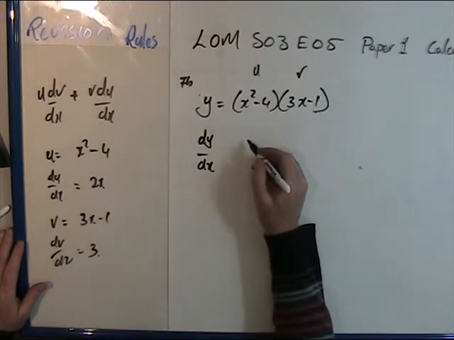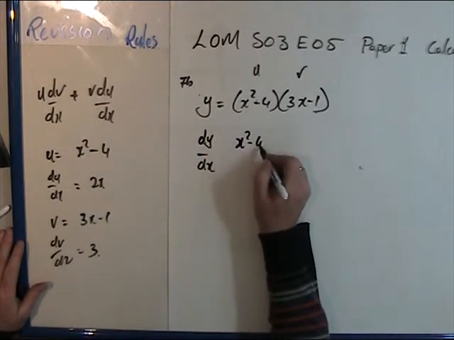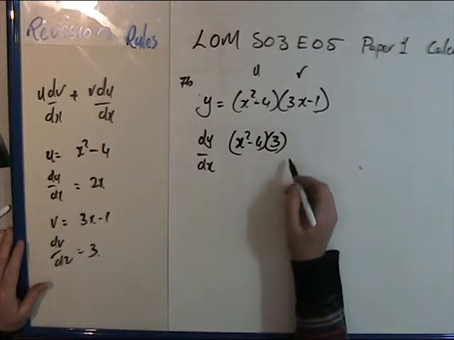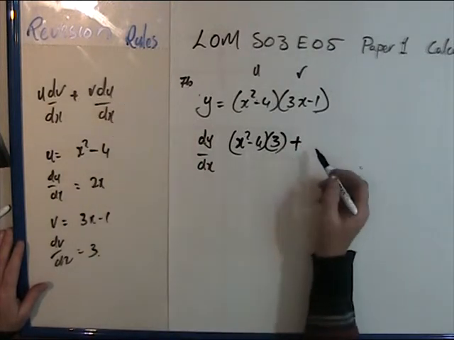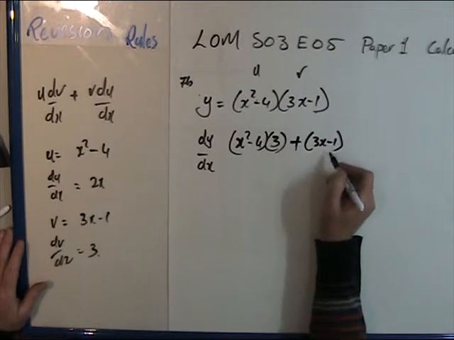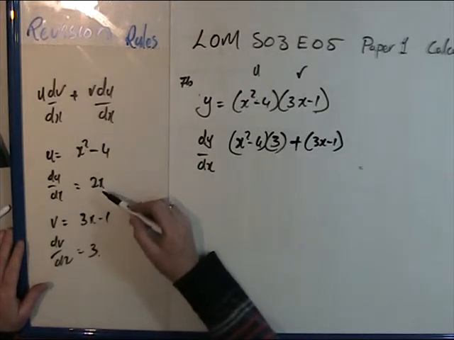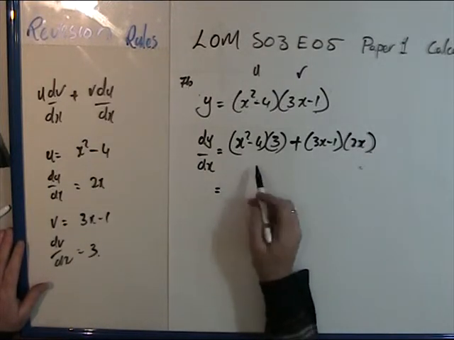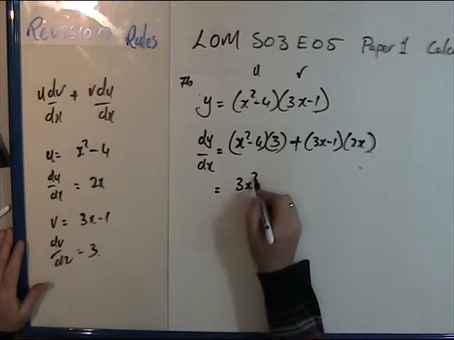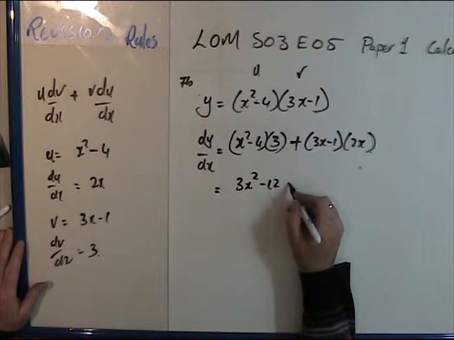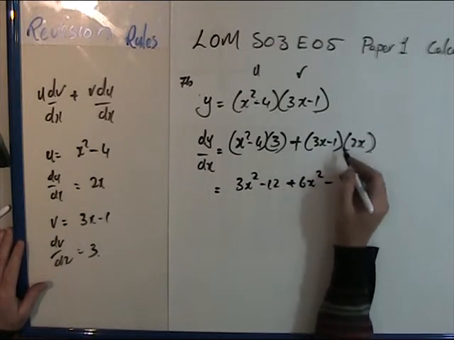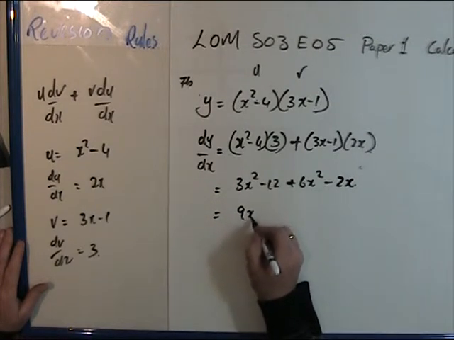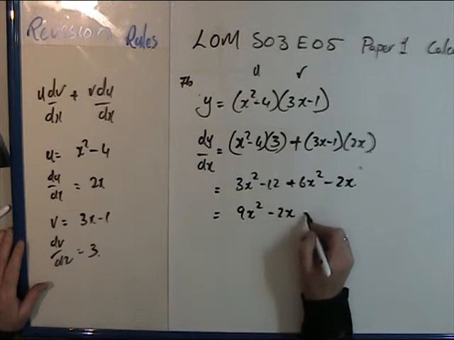So it's u times dv dx, so u is x squared minus 4, brackets, times the derivative of v, which is 3, plus, following the formula, v, 3x minus 1, times the derivative of u, which is 2x. Now you can multiply this all out. So you get 3x squared minus 12, 2x by 6x is plus 6x squared, 2x by minus 1 is minus 2x. Bring them together: 6x squared and 3x squared is 9x squared, minus 2x, minus 12.